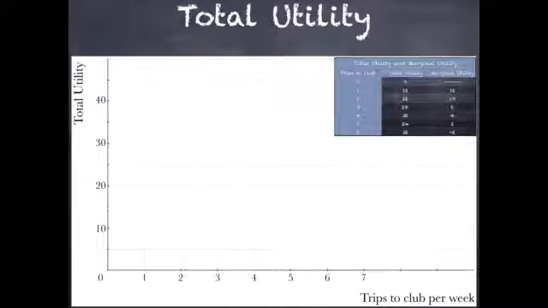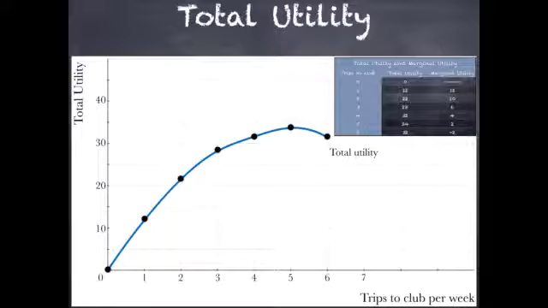So we can map out what total utility looks like for this person. We can take the information from the table that we were given and graph out trips versus total utility to see what the total utility curve looks like. If we map out all those different points and graph them, that gives us our total utility curve. So if we take the data in the total utility table and graph trips to the club versus total utility, that will give us our total utility curve.